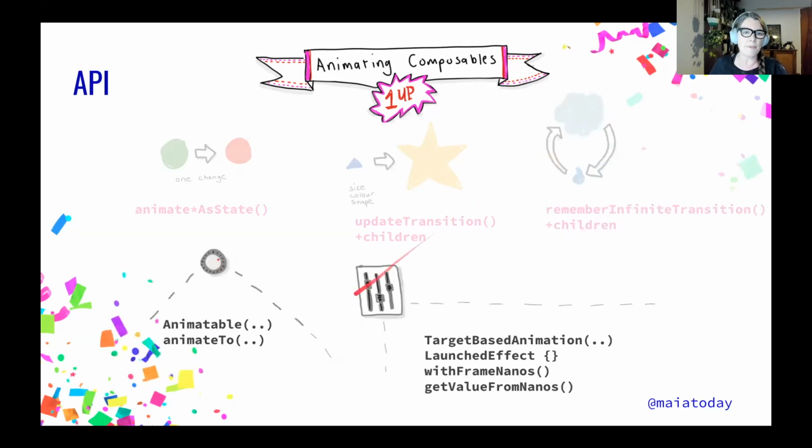Now, there are some things that you can use to control these things more, like this animated state is just using an animatable at the bottom, and you could animate to particular values. I'm not going to have any examples of that, but just for completeness sake, these are here. Or if you want more detailed control, you can set up an animation using a target-based animation, a side effect, and then get the frame and then get the value from the animation for more detailed control.